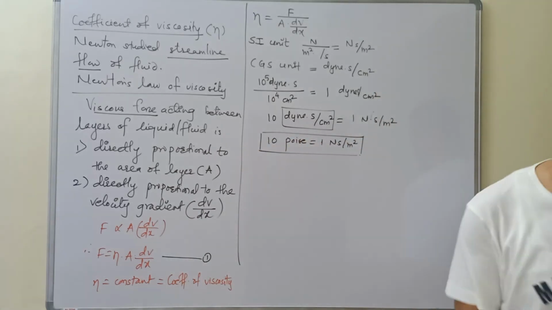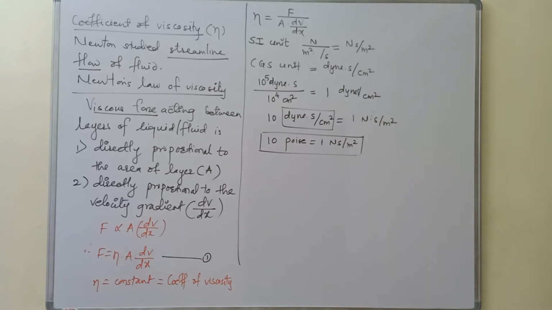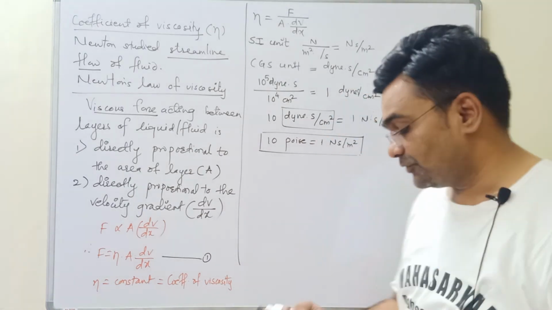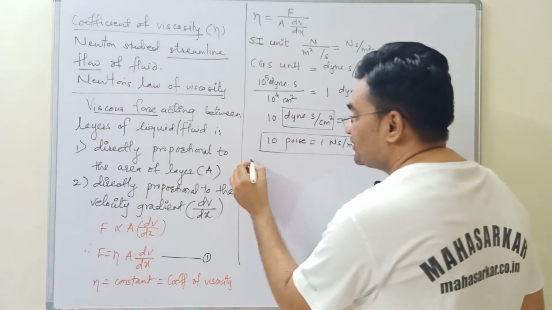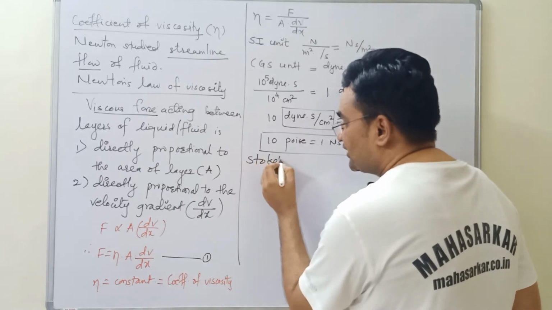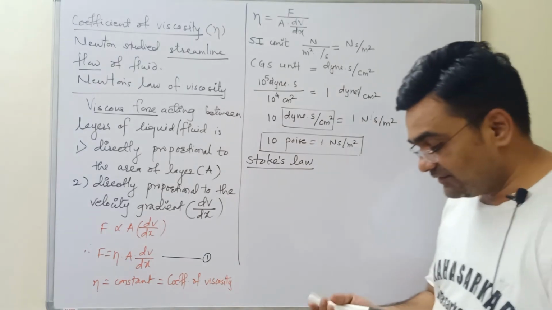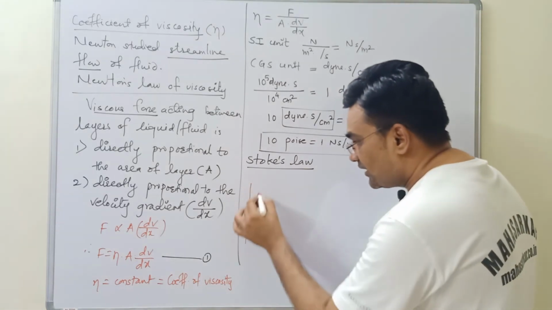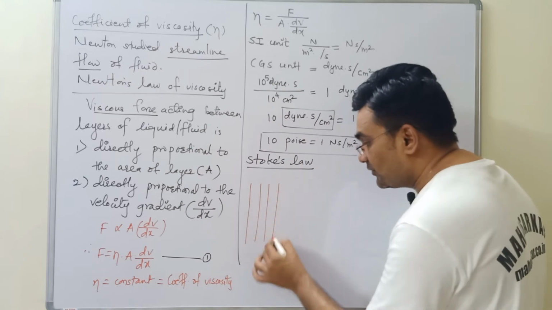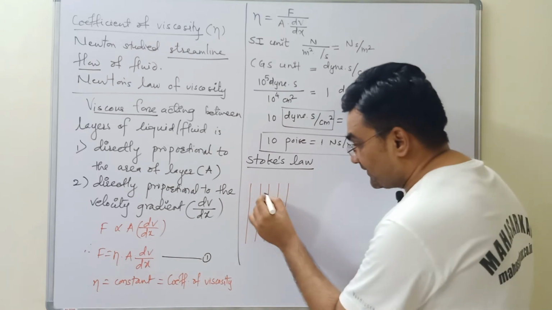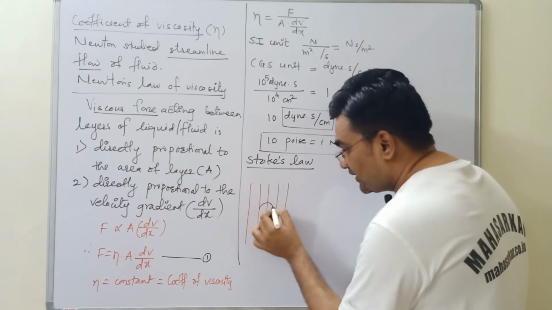Okay, this was the formula for coefficient of viscosity. Now we are going to learn another term to study the viscous force acting on a spherical body when it falls in a viscous fluid. That was studied by Sir Stokes, and hence that statement is called Stokes' law. So let's learn it simultaneously. Imagine that there is a viscous fluid, like uniform layers of liquid, and one metal ball is falling.